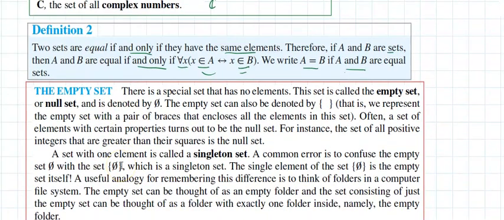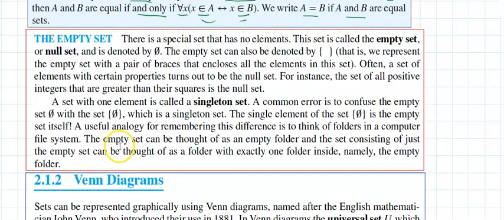Now the empty set, I already explained what that is, but here's a good explanation because you need to understand the difference between this and this. I like the example they have, which is why I copied it here. There is a special set with no elements. This set is called the empty set, or null set. Think of it as an empty folder. We denote it by a 0 with a slash through it. If this is how you write 0, you should stop doing that. That's the empty set.